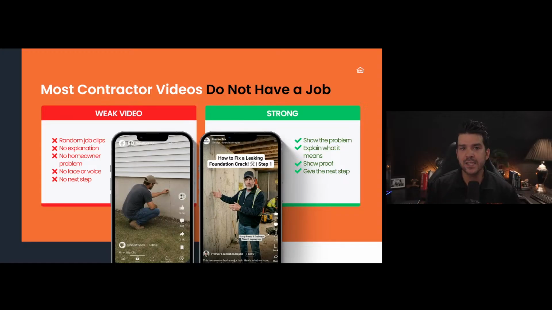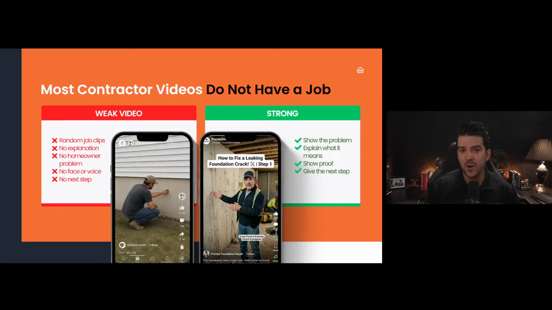Short form content is not just post more. Strong short form content is show the problem, explain what it means, build that trust, show the proof, and give them the next steps. For example, a weak video could be a 20-second clip of a crew installing a waterproofing system with just music over it, not really explaining anything.